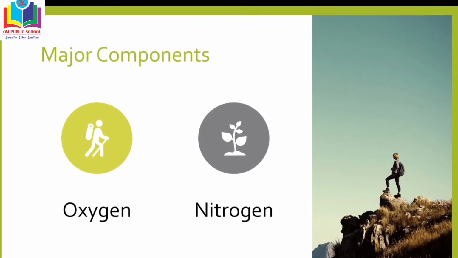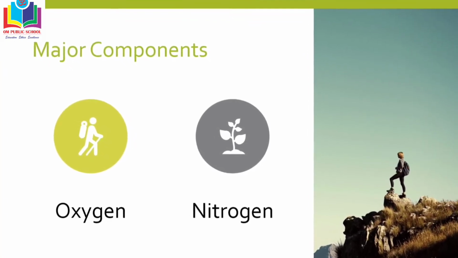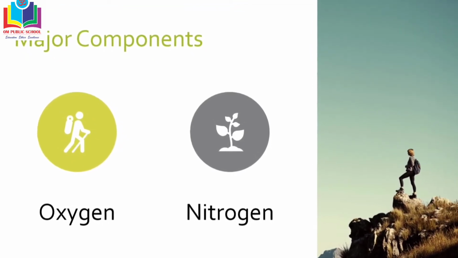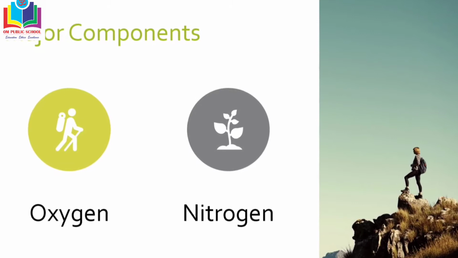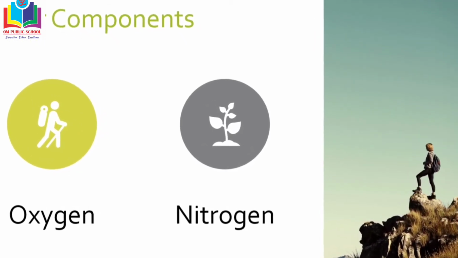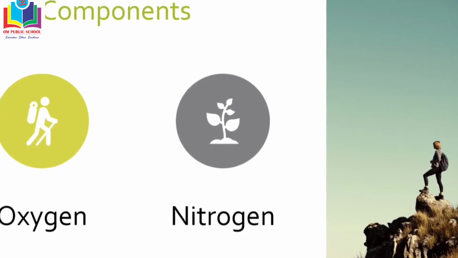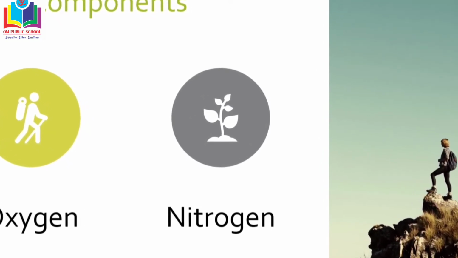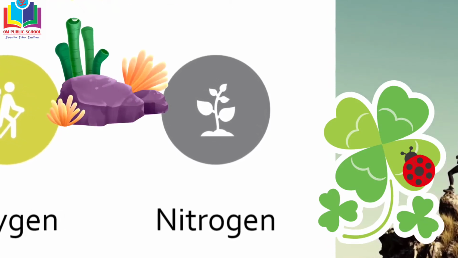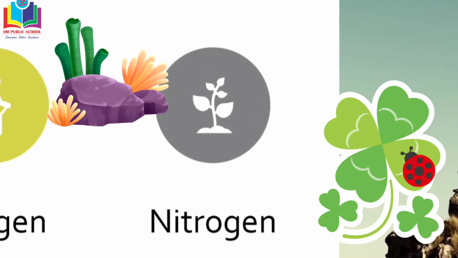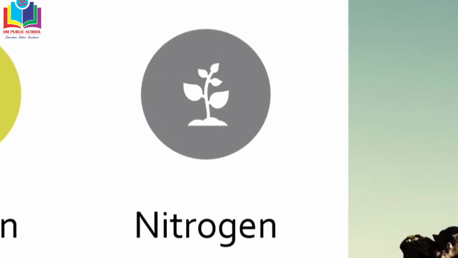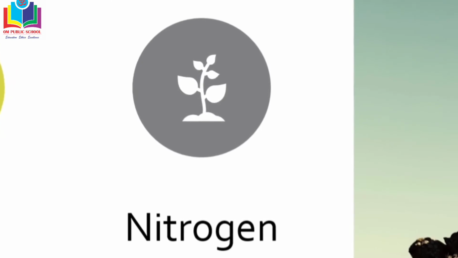But let's first look at the major components of the atmosphere. The bulk of the atmosphere is made up of nitrogen and oxygen. Nitrogen is the most plentiful gas in the air. Human beings inhale some amount of nitrogen as well. But plants need nitrogen for their survival. They cannot take nitrogen directly from the air. Bacteria takes nitrogen from the air and changes its form so that plants can use it.